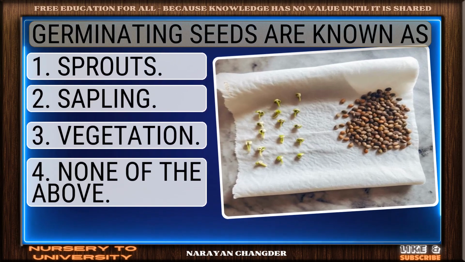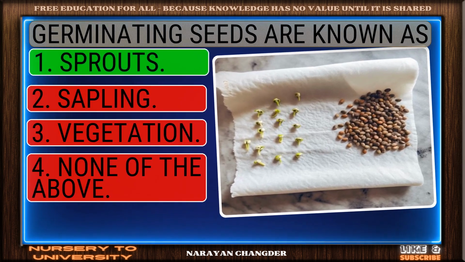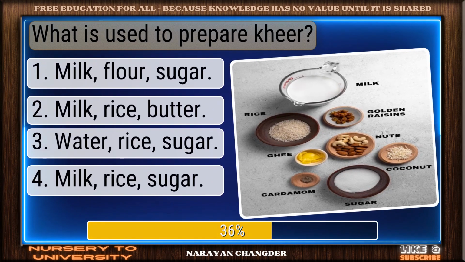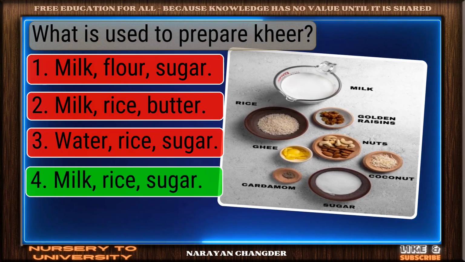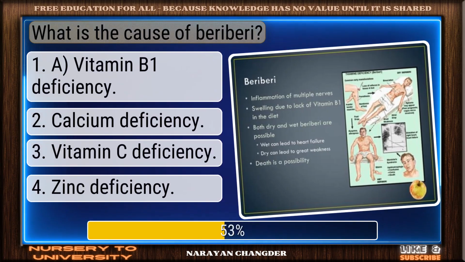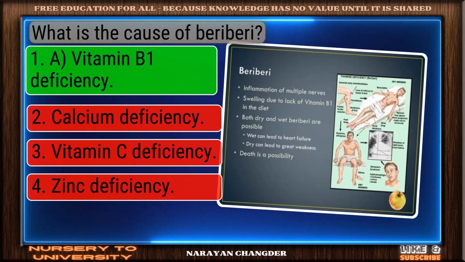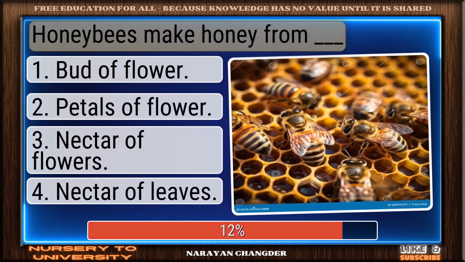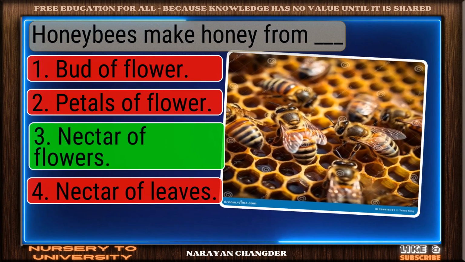Germinating seeds are known as. Correct. Sprouts is the right answer. What is used to prepare kheer? Sharp thinking. Milk, rice, sugar is the right choice. What is the cause of beriberi? Smart pick. A. Vitamin B1 deficiency is the correct choice. Honeybees make honey from dash. Right choice. Nectar of flowers is the best answer.